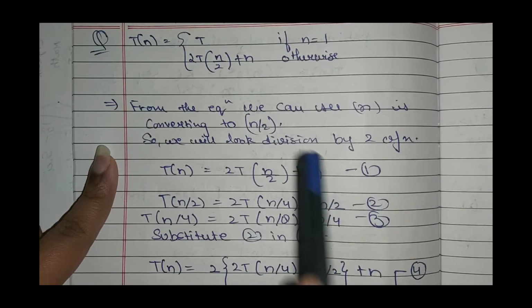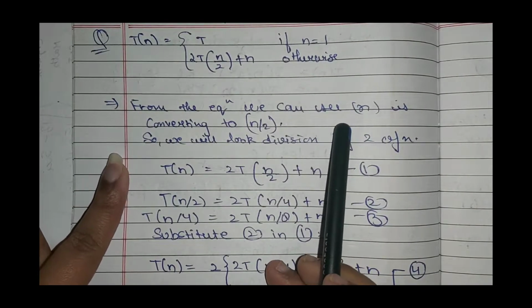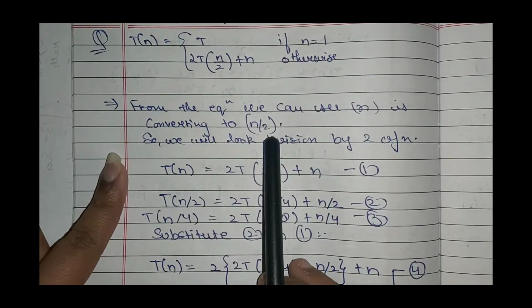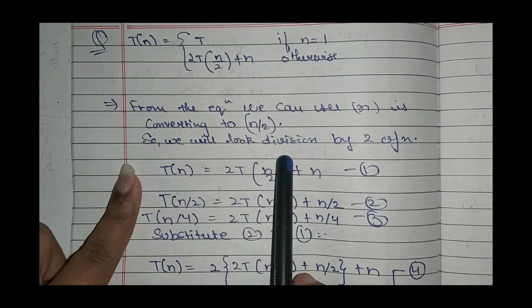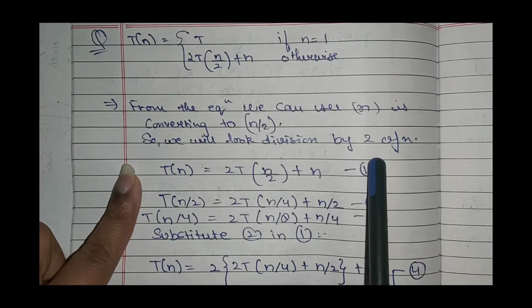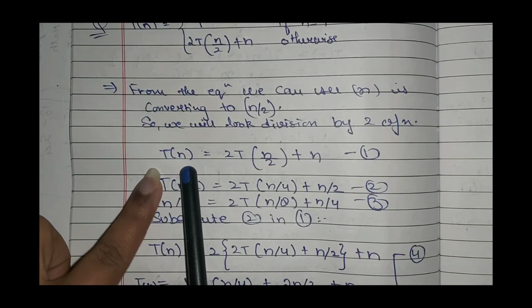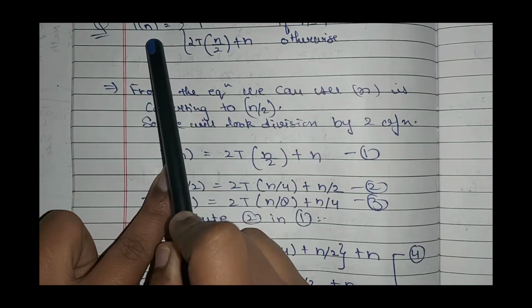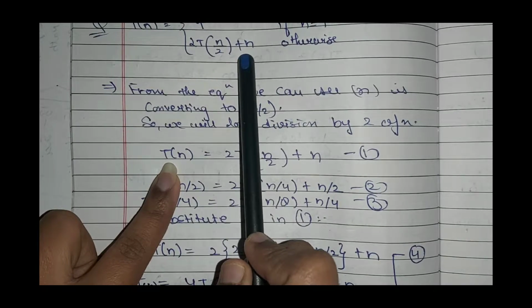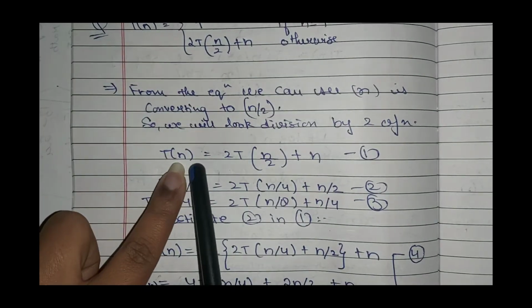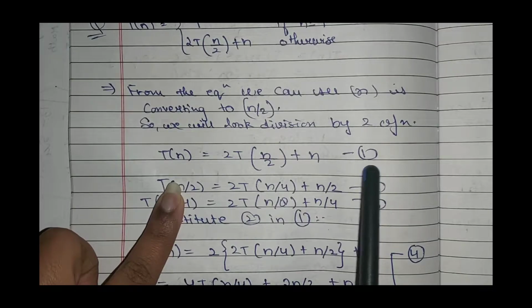From the equation we can see n is converting into n by 2, so we will look at division by 2 of n. Now we'll divide n by 2. So our T(n) is equal to 2T(n/2) plus n, otherwise conditions. So our T(n) is this, right? We'll give it equation number 1.